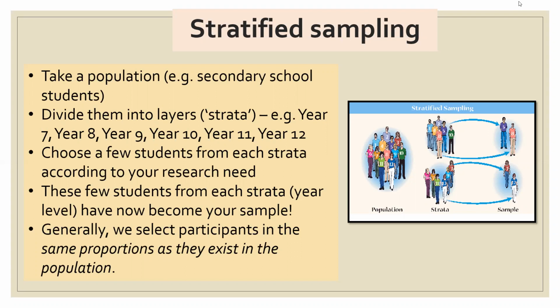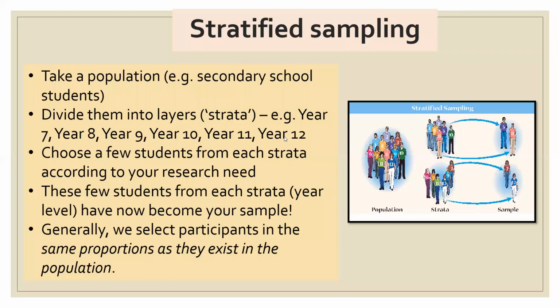Now, the last point here that says generally we select participants in the same proportions as they exist in the population sounds a bit confusing, but all it really means is that if we look at the number of year 12s at our school compared to the number of year 7s, we've got like millions of year 7s. They're just running around everywhere. Whereas with the year 12s, we've got a slightly lesser number, okay?